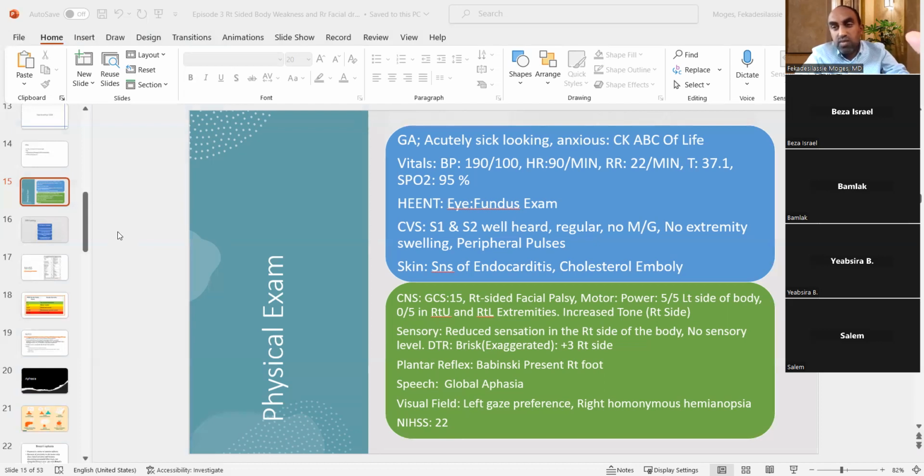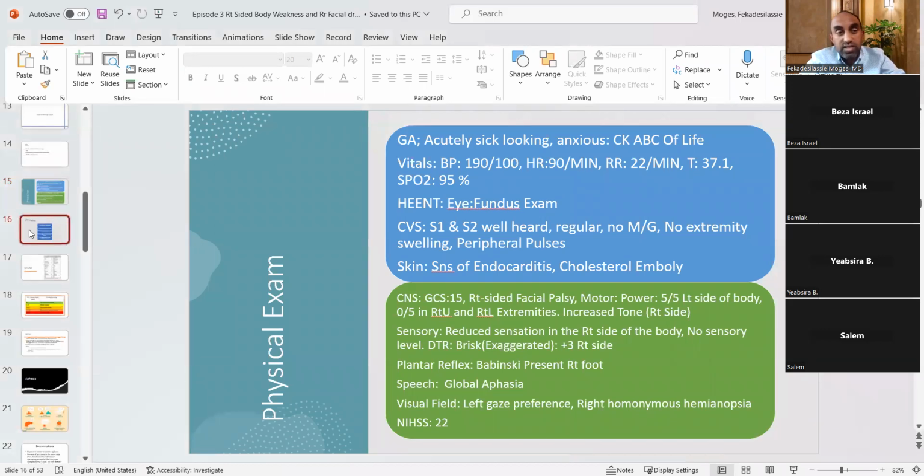Okay. So there are about 11 parameters. They have their own scoring mechanism. If it is less than 4, it's mild. 5 to 15 is moderate to severe, and 15 to 20 is severe. And then more than 21 is very severe. So that tells you in terms of prognosis as well. The higher the number, the poorer the prognosis.